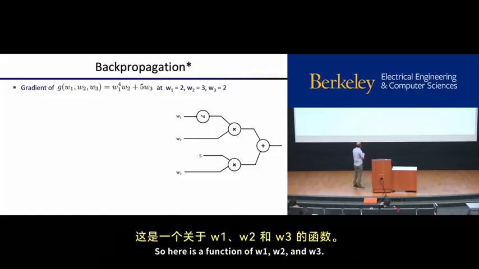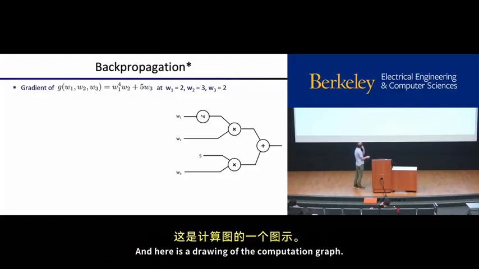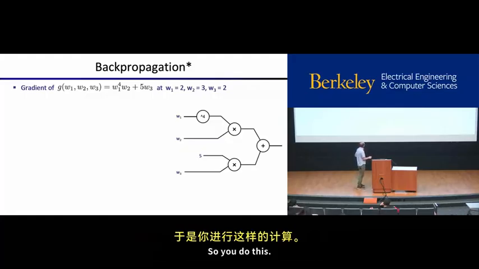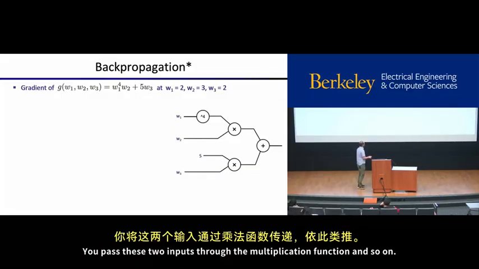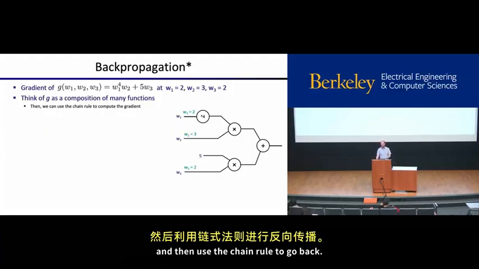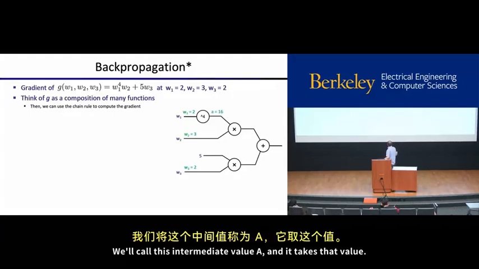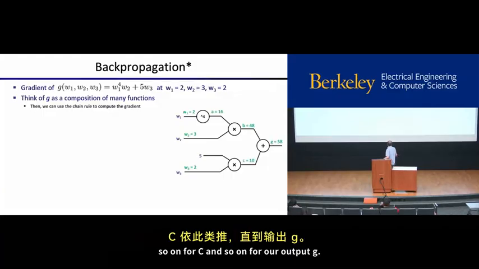So here is a function of W1, W2, and W3. There is its form. And here is a drawing of the computation graph. So you pass it through the function to the fourth, you pass these two inputs through the multiplication function, and so on. And we can think of G as a composition of many functions and then use the chain rule to go back. And we can give these intermediate values names. So here, let's say we're starting with these values. And then we raise it to the fourth. We'll call this intermediate value A, and it takes that value. We'll call this intermediate value B, which takes that value, so on for C, and so on for our output G.